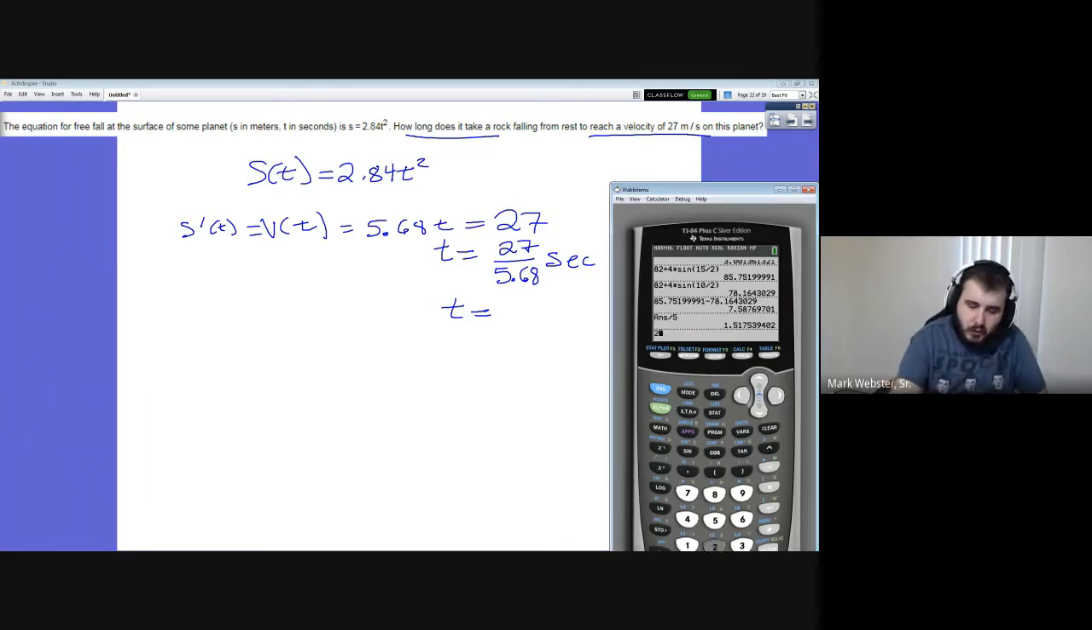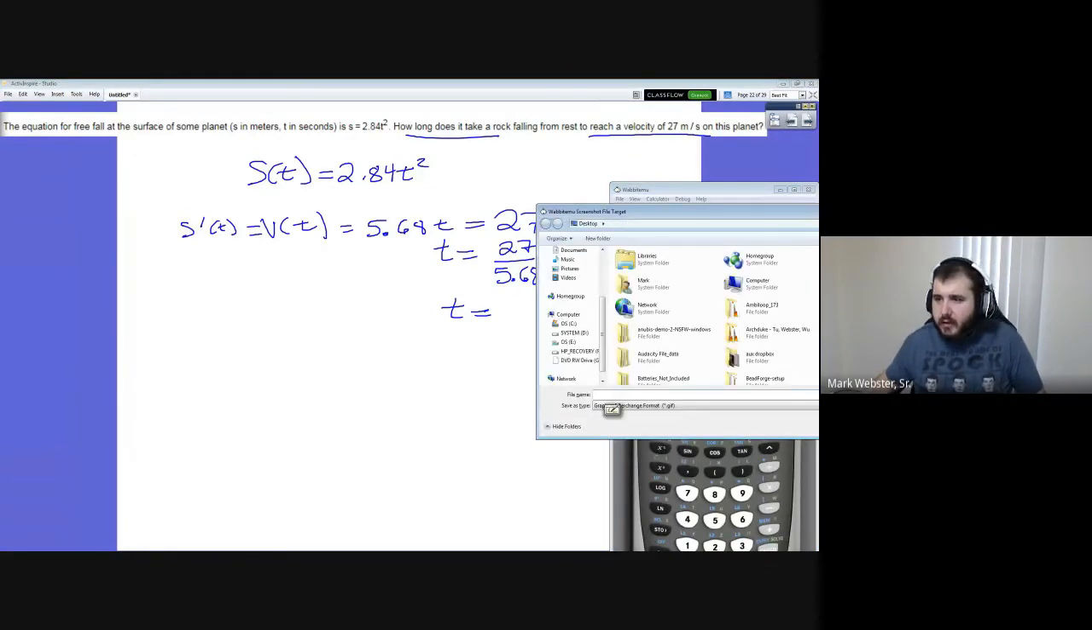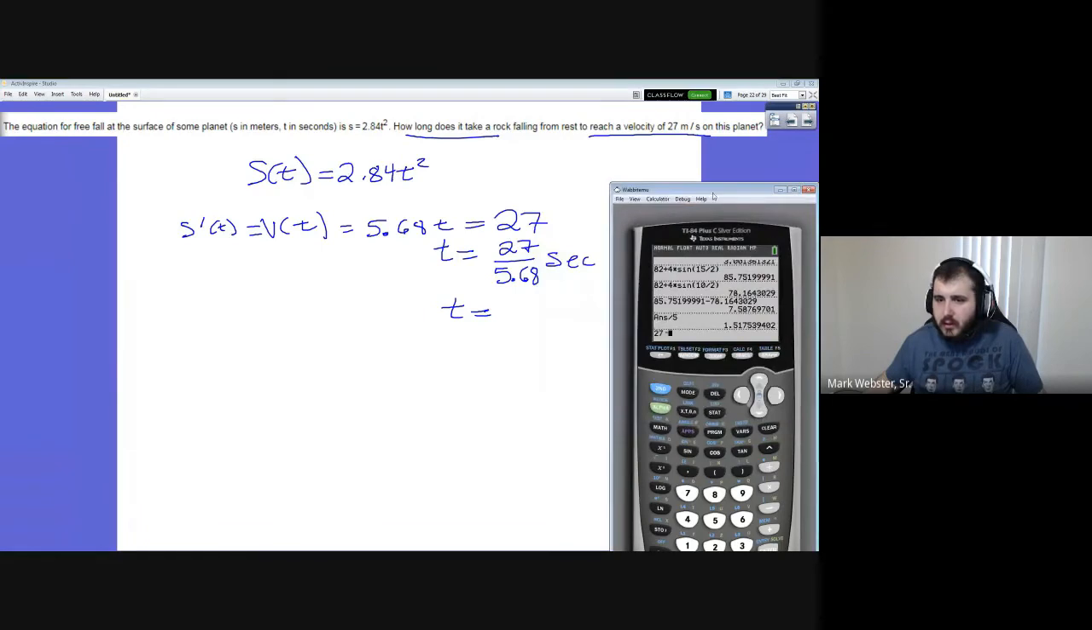So 27 divided by, that's not the division sign. That's also not the division sign. Ah! This is what happens. You're not using the keypad like you're supposed to.